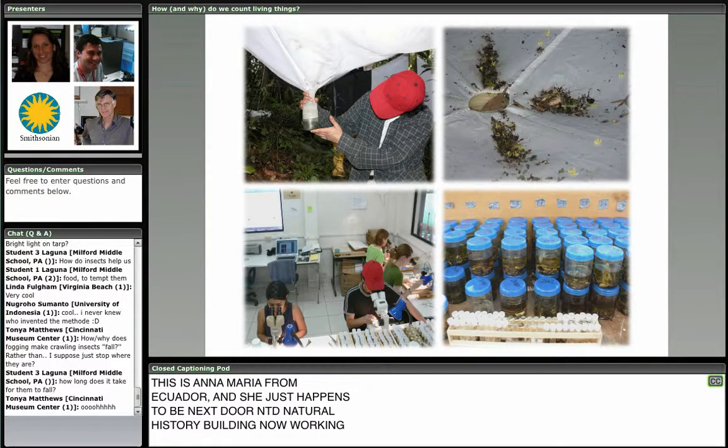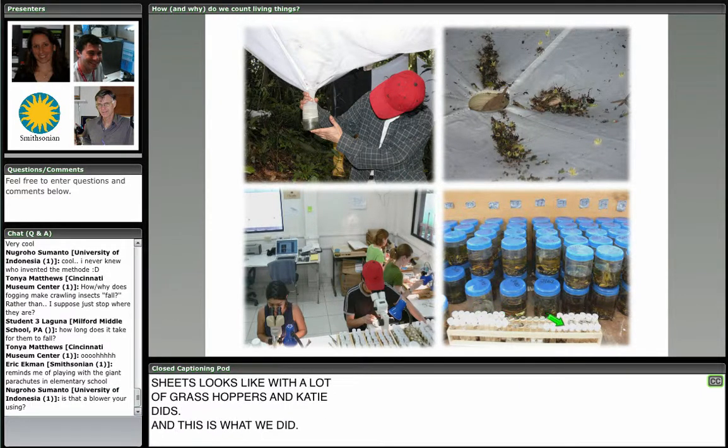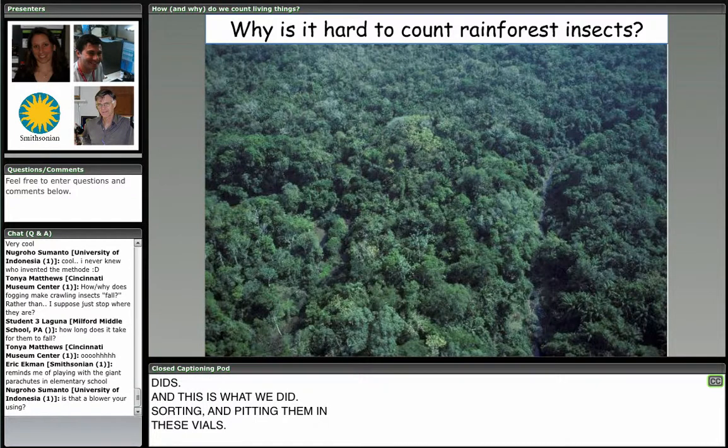Okay. So these are some shots of what we get from the sheets. You can see this is the bottle of alcohol that we collect insects in. So here's the bottle of alcohol, and this is what one of the sheets looks like that has particularly a lot. It looks like a lot of grasshoppers in this one, and katydids. And then this is what we spend the next 6 weeks doing: sorting insects to target taxa, and putting them in these vials. They start off in these big jars with the blue lids, and then we try to sort them into these little vials, and we're trying to pick out target taxa that we can then do statistics on.